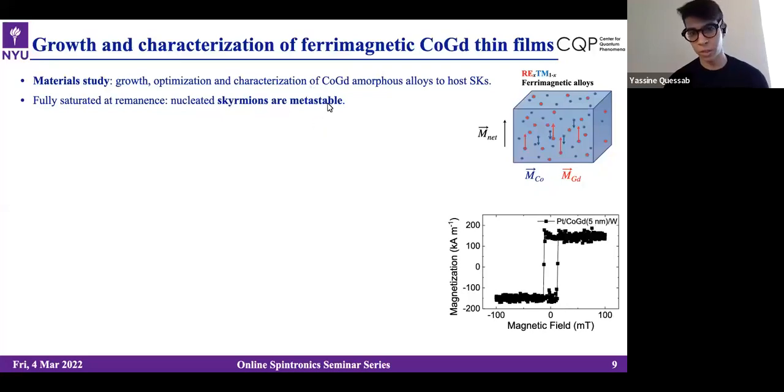We designed the cobalt gadolinium thin films in such a way that they are fully saturated at remanence, so that the nucleated Skyrmions are metastable, which is desirable for technological application. And that is in contrast with multilayer systems that have a canted hysteresis loop, and where the ground state is already composed of a multi-domain state, or already with Skyrmions.